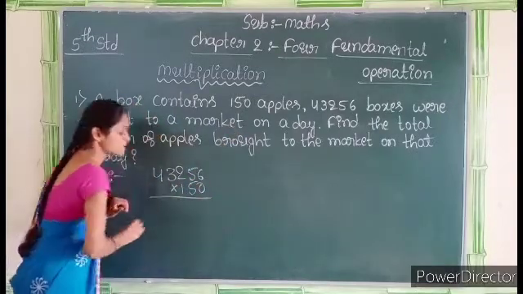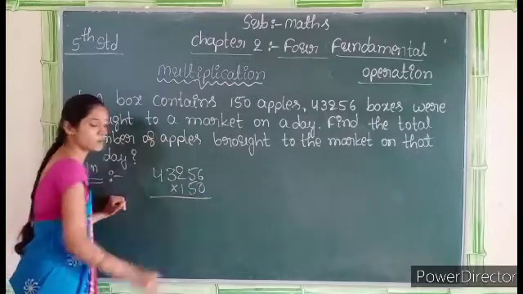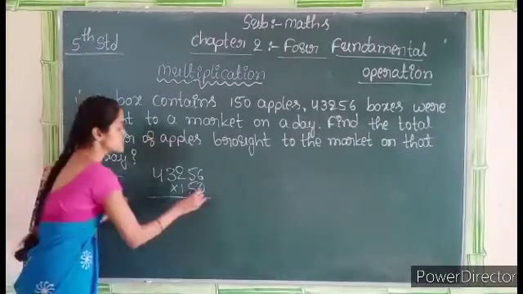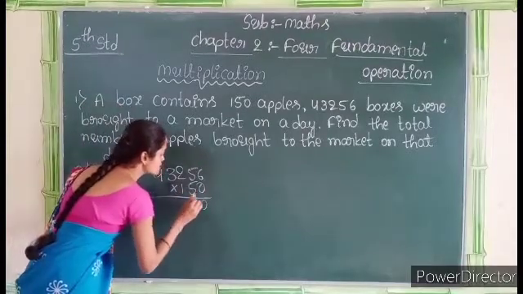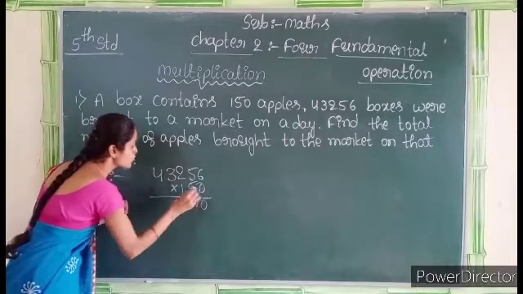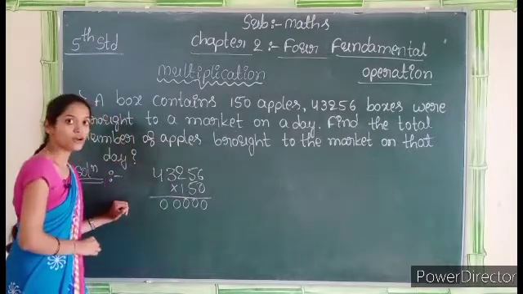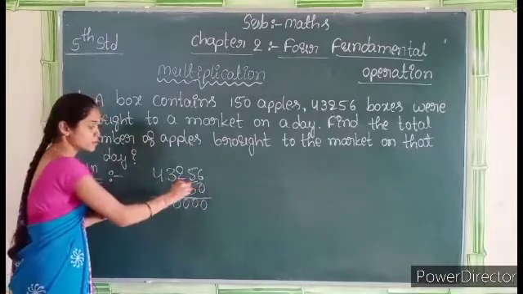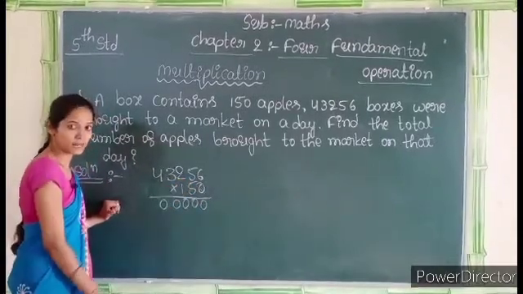Okay, so let's start the multiplication from ones place. 0 into anything is 0. 0 into 6, 0. 0 into 5, 0. 0 2s are 0. 0 3s are 0. 0 4s are 0. Now we completed the ones place multiplication. Then move on to the tens place multiplication.